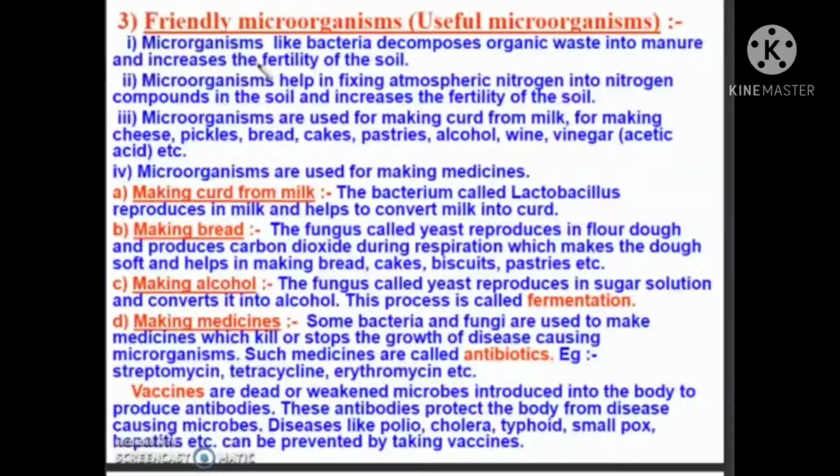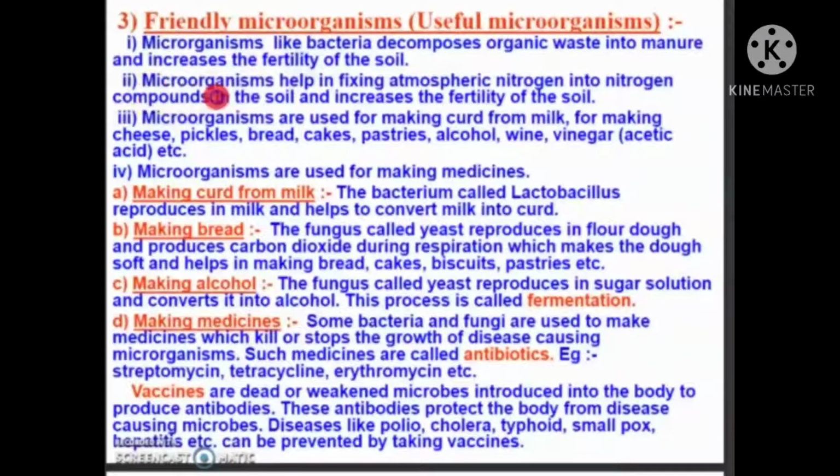In our previous chapter, chapter number 1, crop production and management, we studied the difference between manure and fertilizers. So what are these manures? These manures are obtained by the decomposition of organic matter. So how does this decomposition occur? This can happen only because of these bacteria.